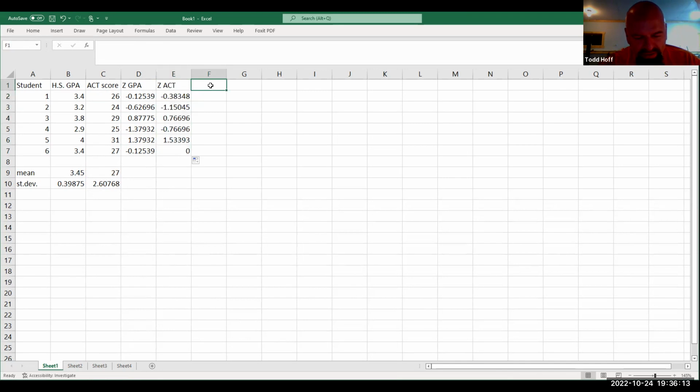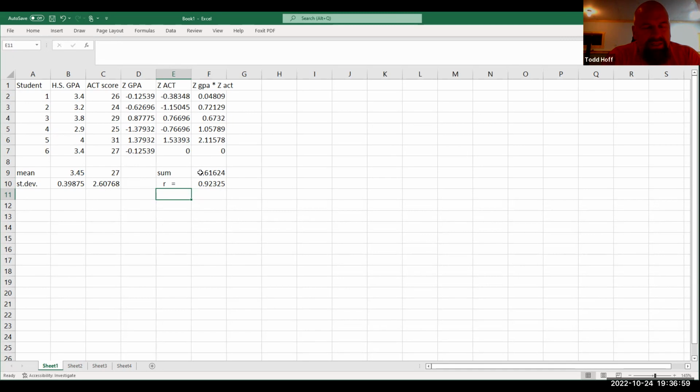So now I'm going to multiply those. My z GPA times my z ACT. So that equals this times this. And we add those up. We find the sum. And then we divide that by n minus 1. So our Pearson correlation coefficient equals this here divided by 6 is n, 6 minus 1. Gives us 0.92325. That is our correlation coefficient.